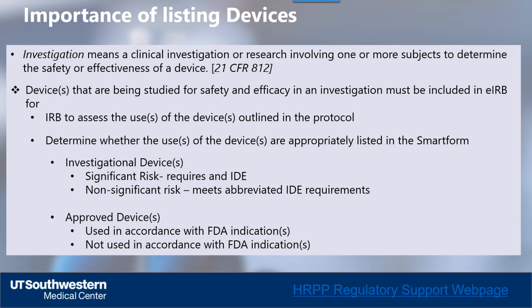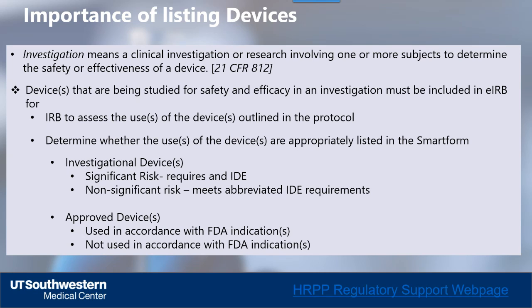Now let's talk about devices. According to the FDA, the definition of research involving investigational devices is the following. An investigation means a clinical investigation or research involving one or more subjects to determine the safety or effectiveness of a device. A device or devices being studied for safety and efficacy in an investigation must be included in the IRB submission for the IRB to assess the use or uses of the device or devices outlined in the protocol and determine whether the use or uses of the device or devices are appropriately listed in the SMART form.